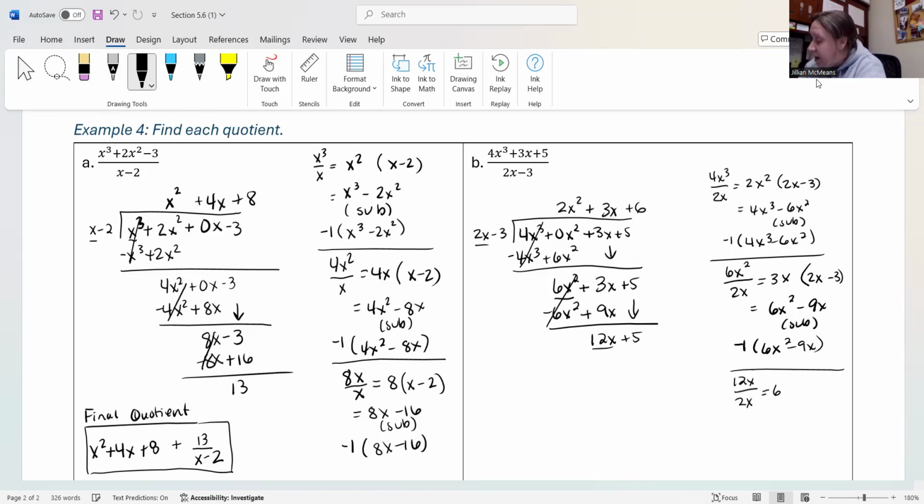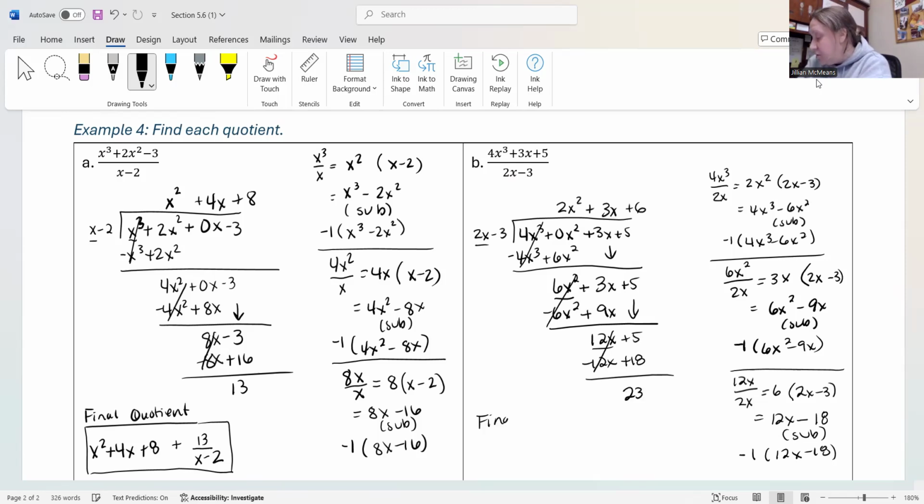Okay? And then I need to take that 6 and multiply it by the divisor. So that gives me 12x, and then minus 18. But don't forget, we subtract. So I want to distribute a negative 1 through 12x minus 18 before I try to combine it with the dividend. Negative 1 times 12x is negative 12x. Negative 1 times negative 18 is plus 18. So 12x minus 12x is 0. 5 plus 18 is what, 23? So we do have a remainder, okay?